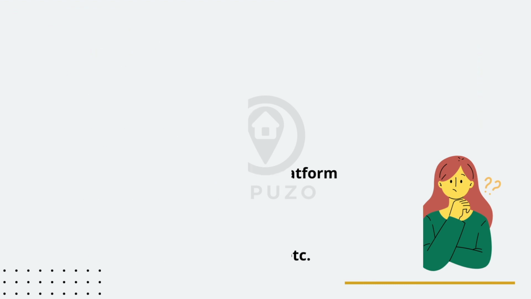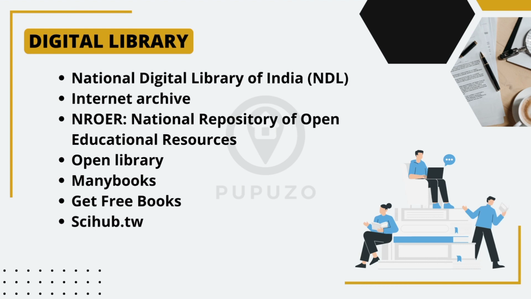Access to a vast collection of digital resources is crucial for researchers. Digital libraries like the National Digital Library of India, NDL, Internet Archive, NROA, Open Library, Many Books, and SciHub.tw provide access to a wide range of academic books, journals, and educational resources.